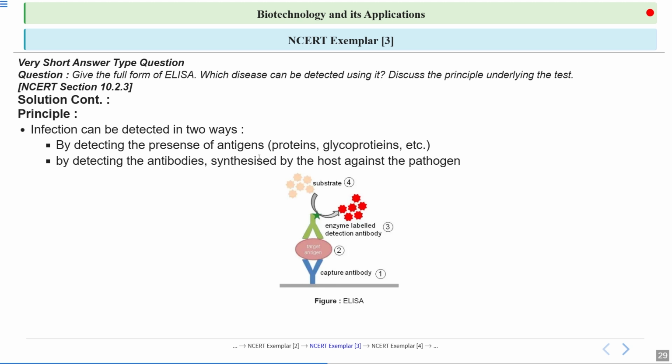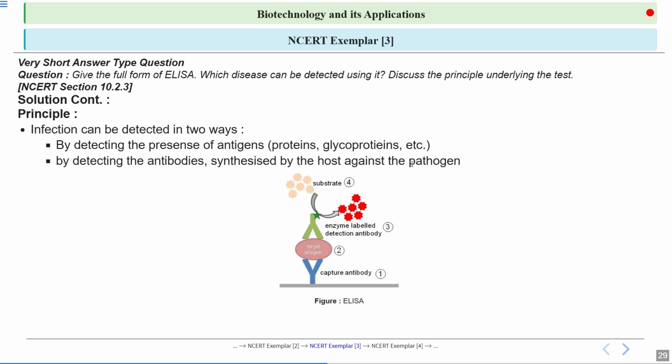Here it's the AIDS disease, and we know AIDS happens due to the HIV virus. If there is any presence of glycoproteins or proteins of the HIV virus, we can detect the presence of that virus. So first, we can detect the antigen, and second, we can detect the antibodies synthesized by the host against the pathogen.